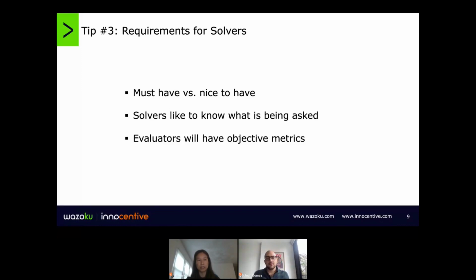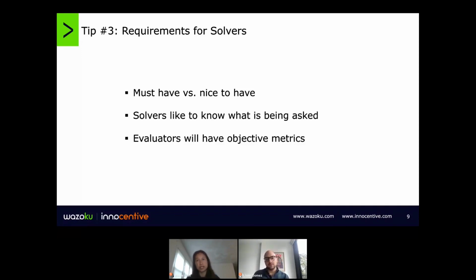If you are trying to solve a large problem, you can break it down into a series of smaller challenges that get you from point A to point B. Solver participation is partially influenced by what they are asked to do. They like to know when they are done, and this checklist of requirements is also beneficial during the judging process. The evaluators will have an objective list of criteria to base their decisions.